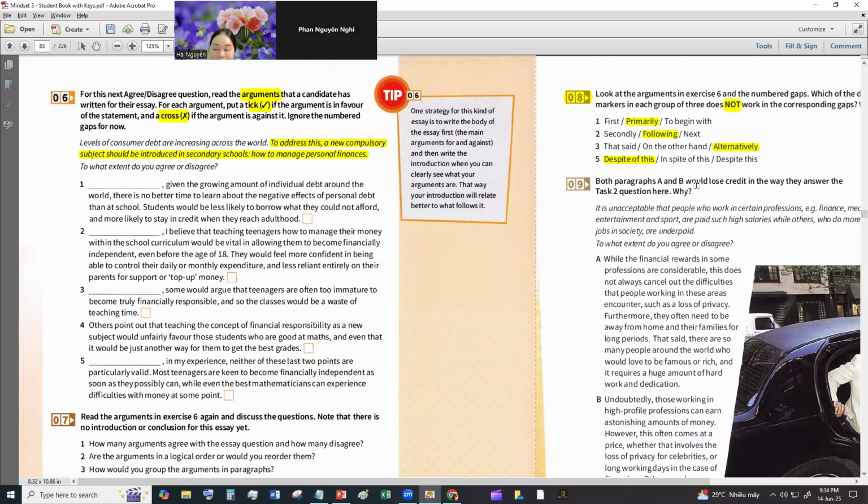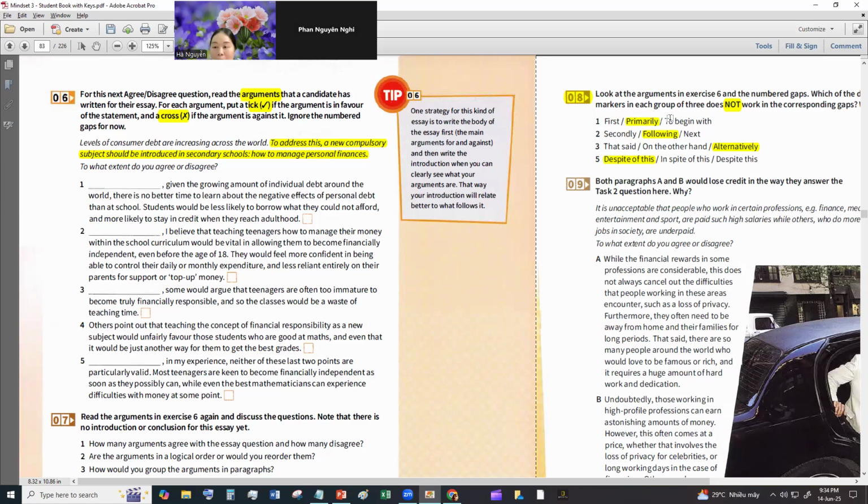So congratulations, me. So you can see in exercise 8, the ones that do not go into the gap are primarily, following, alternatively, and despite of this. Okay, and the other ones are correct. So the first idea goes with first or to begin with. The second idea goes with secondly or next. And to move on to a new contrasting paragraph, you can say that said, or on the other hand. And to counter argue those ideas, you say in spite of this or despite this.